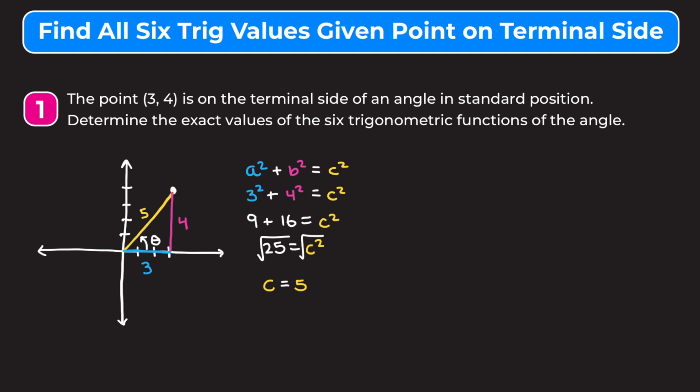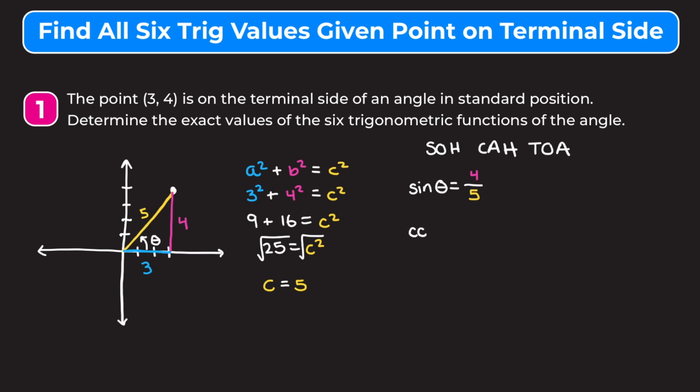Now that we have all 3 sides of our triangle, it's very easy to find the 6 trig values. First I'm going to write SOHCAHTOA, just so we remember the 3 main trig ratios. Let's find sine, cosine, and tangent first, and then I'll show you how to easily find the other 3: cosecant, secant, and cotangent. Sine of theta is equal to the opposite side over the hypotenuse. In this case, our opposite side is 4 because it's across from our angle. So we have 4 over our hypotenuse of 5. So the sine of our angle is equal to 4 over 5.